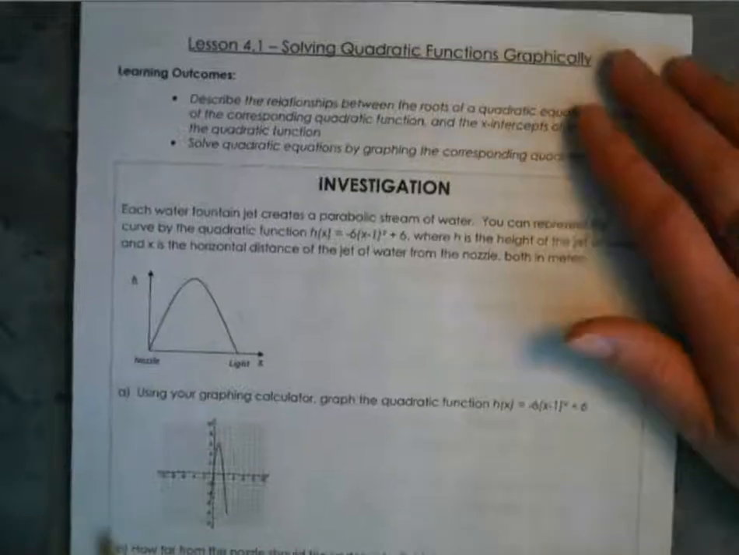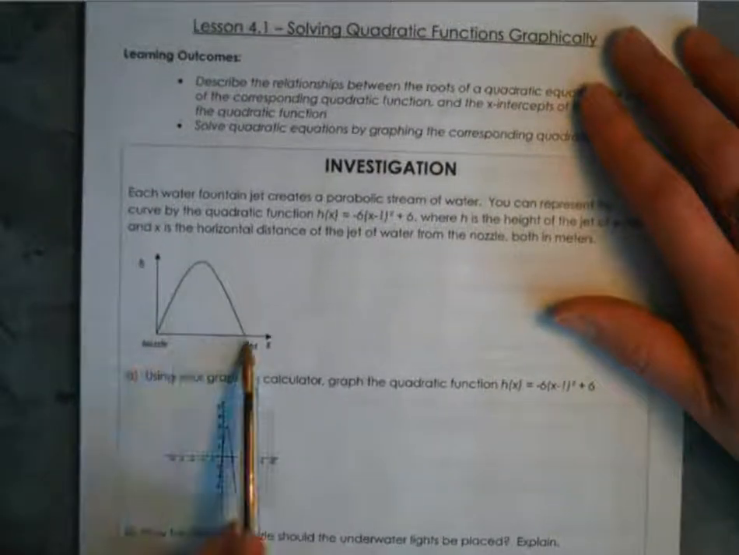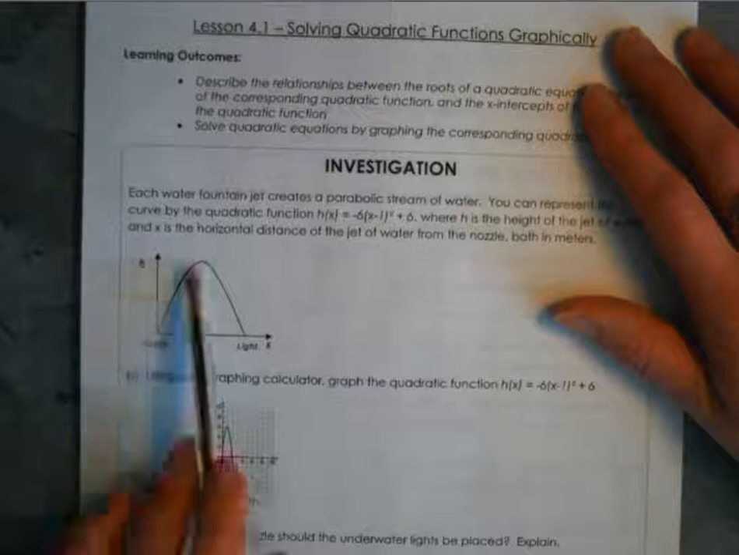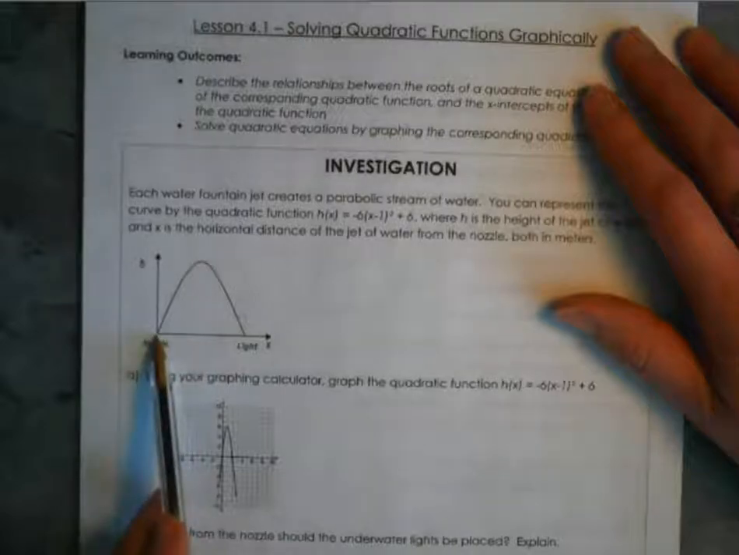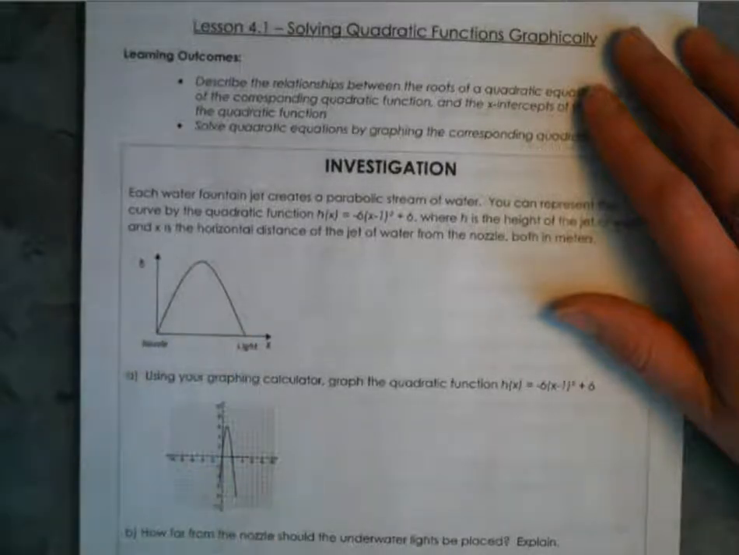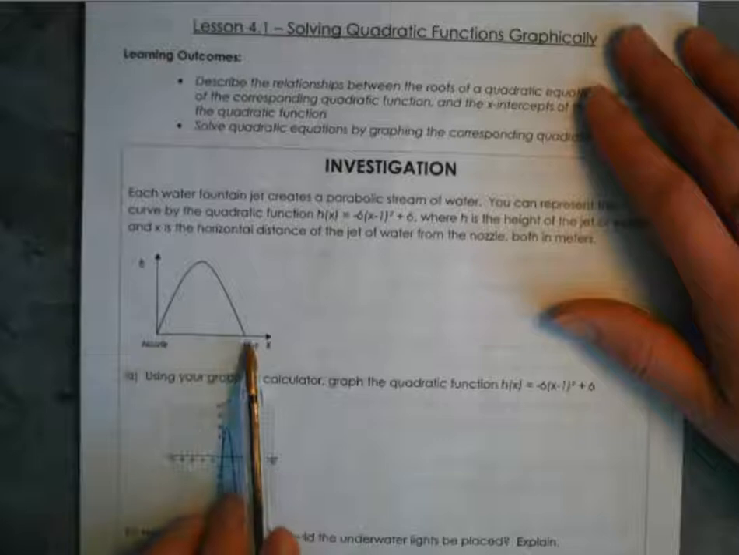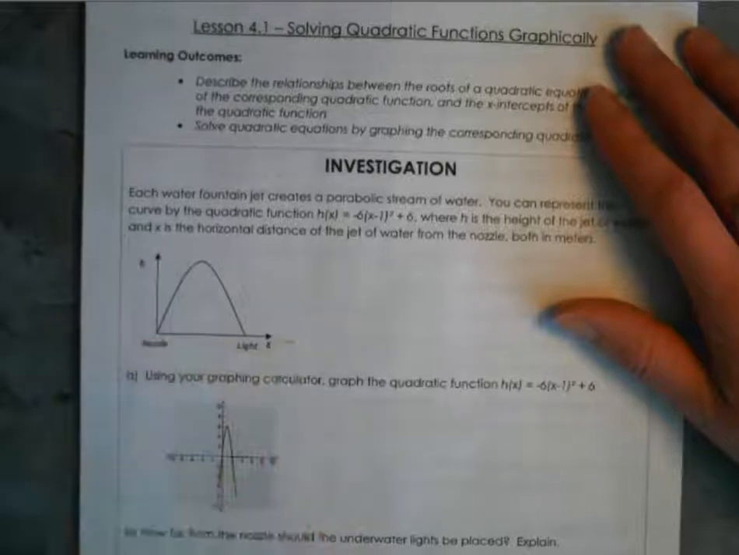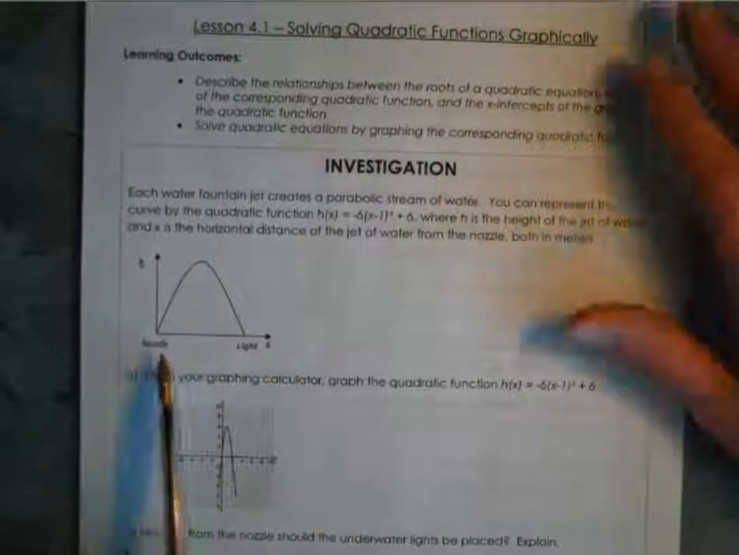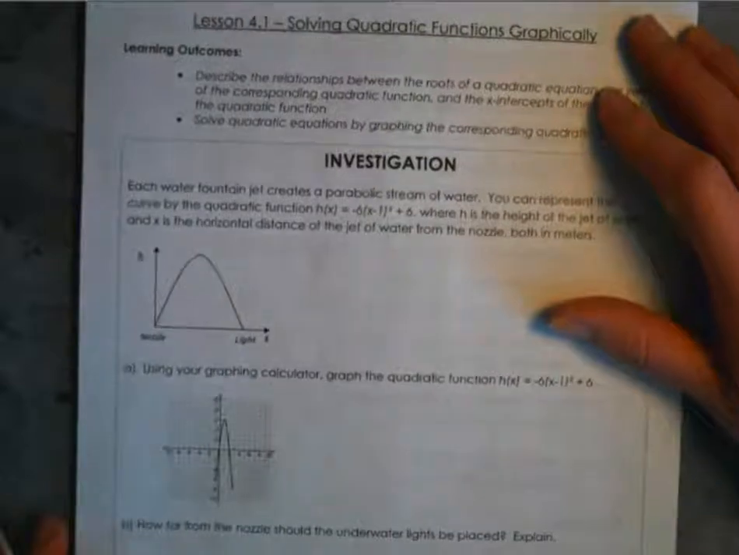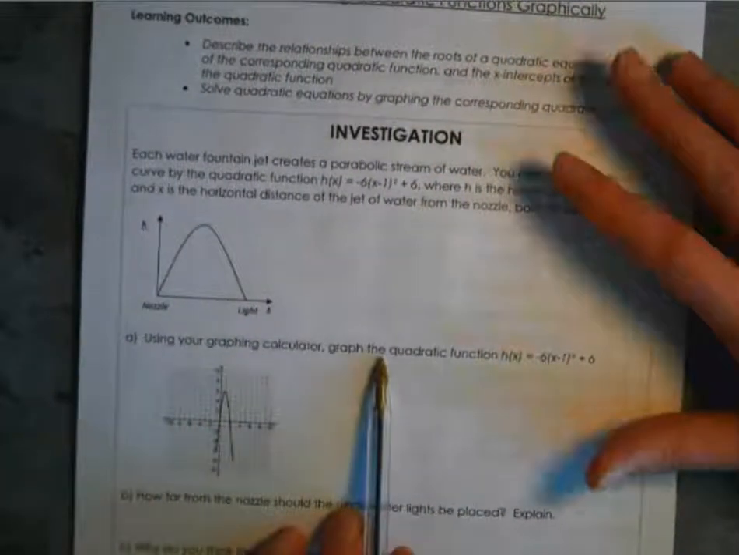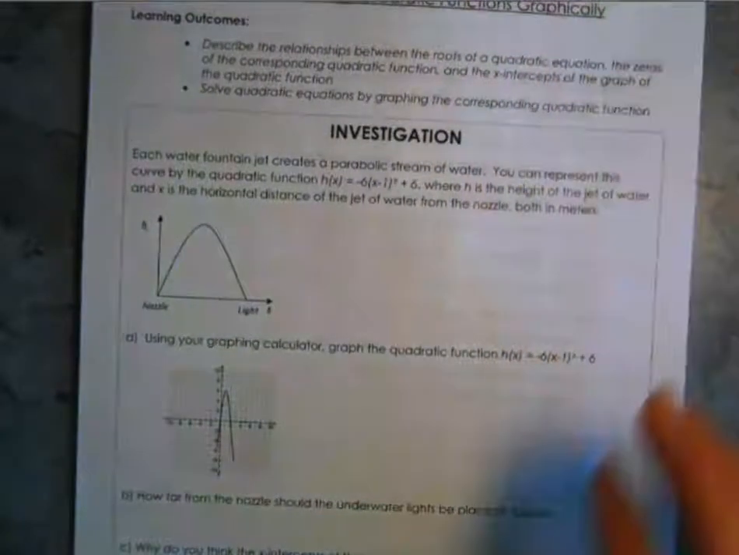Okay. So this is visualizing what it looks like in real life, but in mathematical terms, if you think about where the nozzle is and where the light is, what can you say about what those 2 points represent on the graph? Well, you should be able to say that those represent the x-intercepts, right? So it's where the graph crosses the x-axis. So using your graphing calculator, you're supposed to graph the quadratic function.